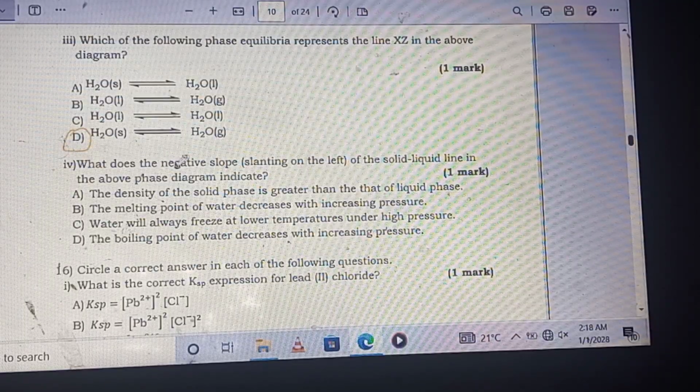IV. What does the negative slope or slanting on the left of the solid-liquid line in the above phase diagram indicate? The correct answer is letter B. The melting point of water decreases with increasing pressure.